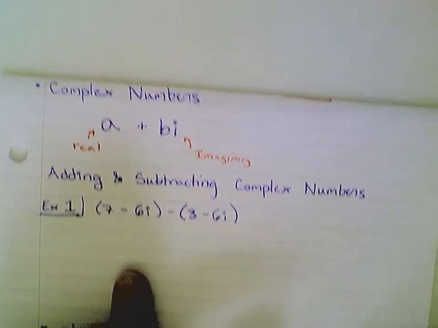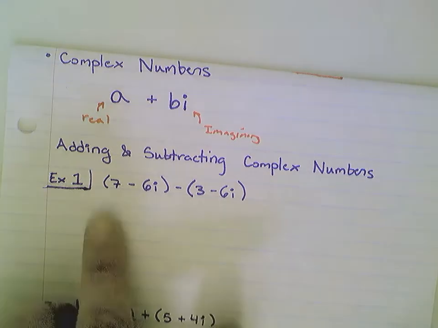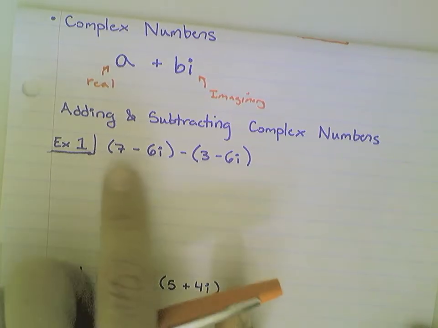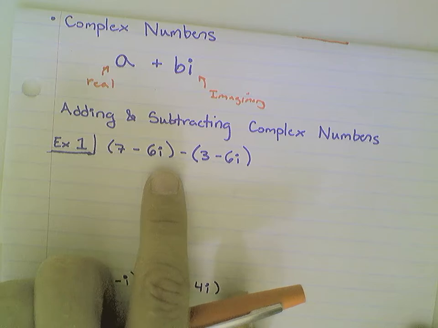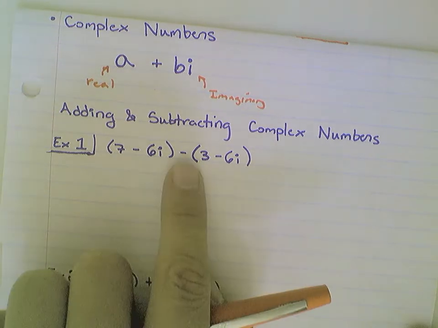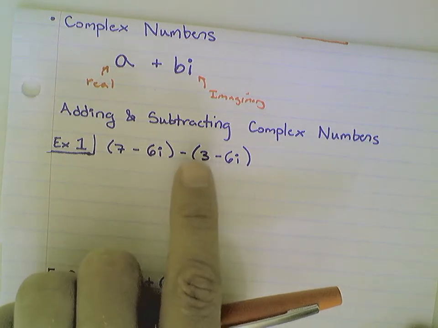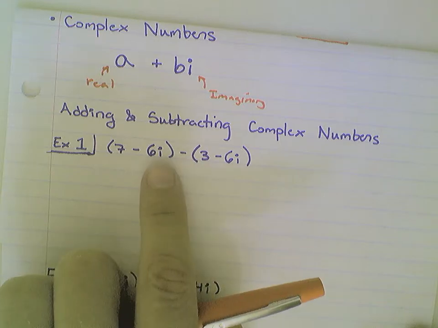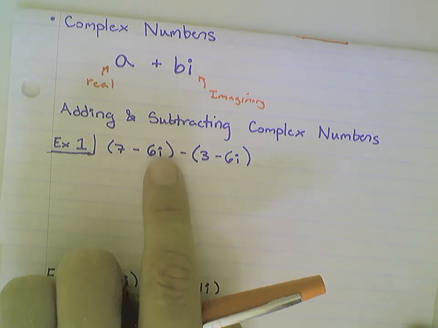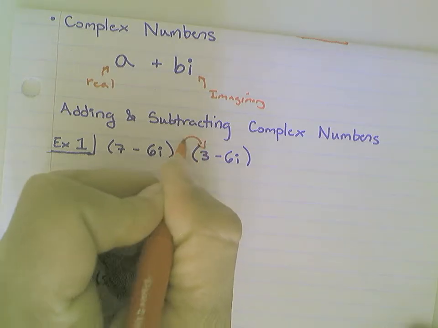So in this video, I'm going to talk about adding and subtracting complex numbers. So suppose I have the following example: (7 - 6i) - (3 - 6i). If I want to subtract these two imaginary numbers from one another, I can do it just like I would as if the i's were x's. So for instance, I can take this negative and distribute to both terms behind it.